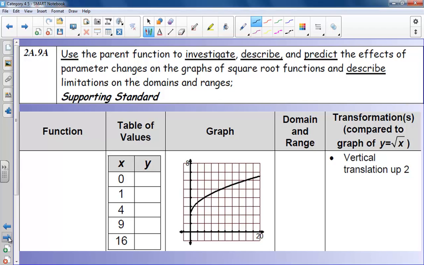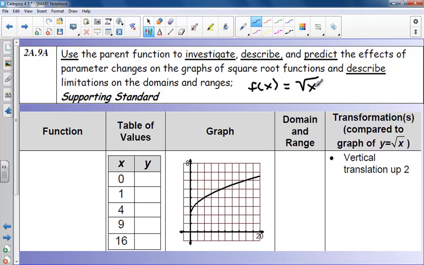So Category 5 is properties of square root functions. So we're going to begin with supporting standards and work up to the one and only readiness standard in this category. I believe we have 5 questions coming out of this category. So beginning with, know your parent function. Your parent function looks like this. F of x is equal to the square root of x. This is also called your radical function, not to be confused with rational.